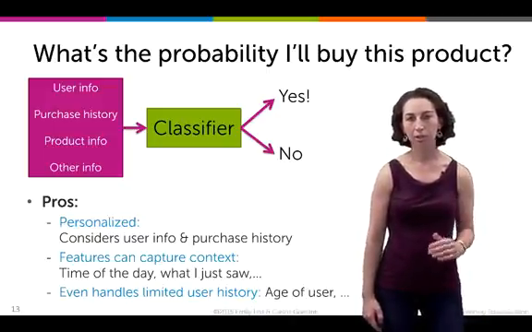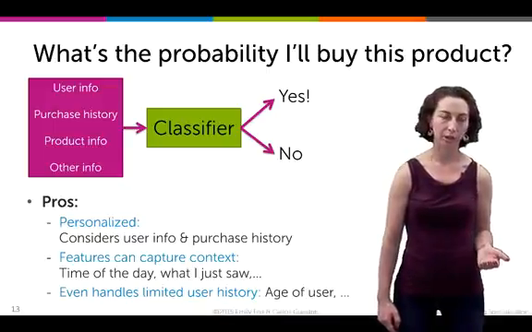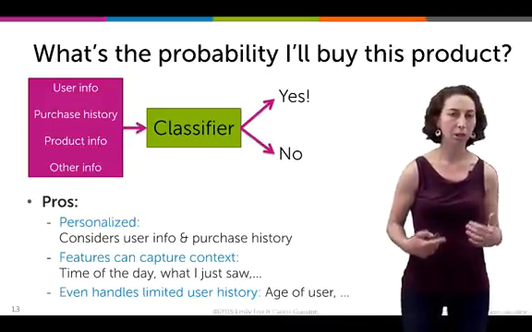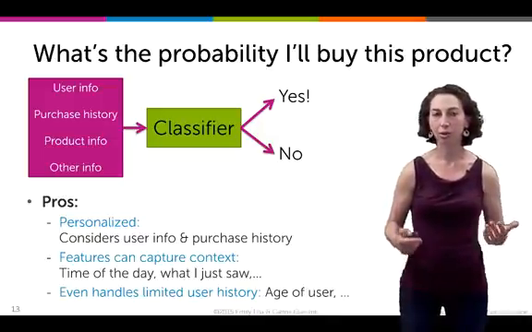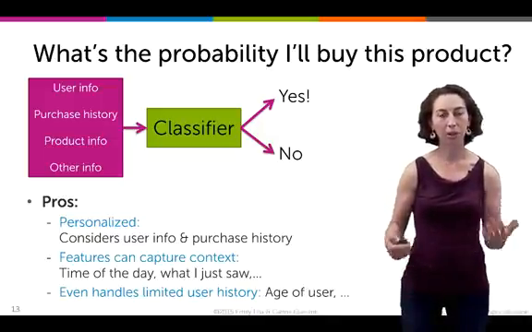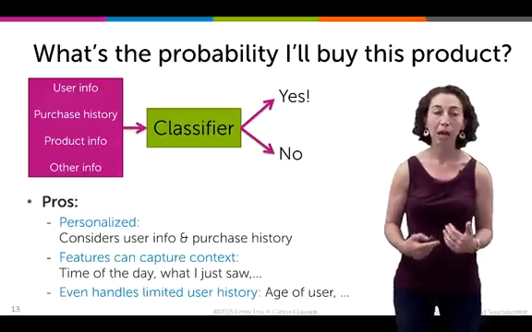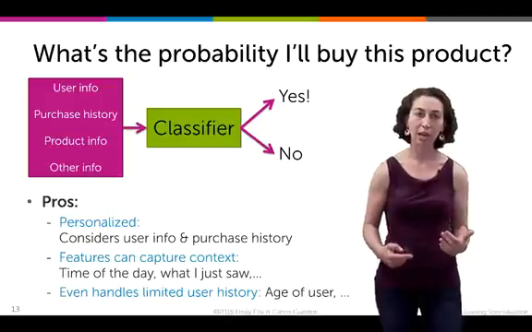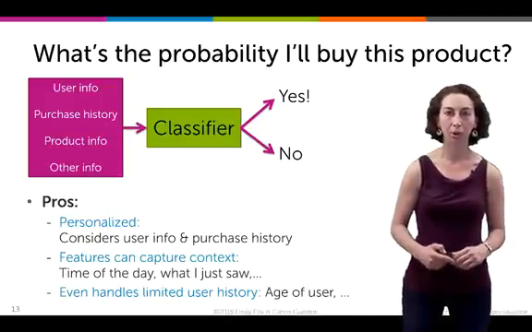And one other really nice thing about this approach is the fact that it can handle a very limited user history. So for example, let's say I'm a user on Amazon and I haven't purchased many items in the past. So for a lot of approaches, there might be a lot of ambiguity about what I might be interested in or not. But if you have information about me, such as my age, that alone can be very predictive of what I might like or not like.